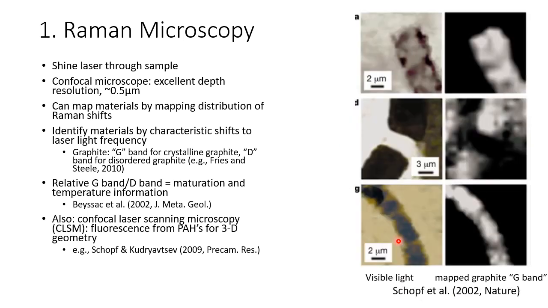And here's an example of what you can do with Raman microscopy. On the left, you have visible light images of these materials, which are suggested to be microfossils. And on the right, these are maps of the graphite G band, showing that this organic carbon material is actually quite closely associated with these proposed microfossils, which makes a very good case for these, in fact, being biogenic.